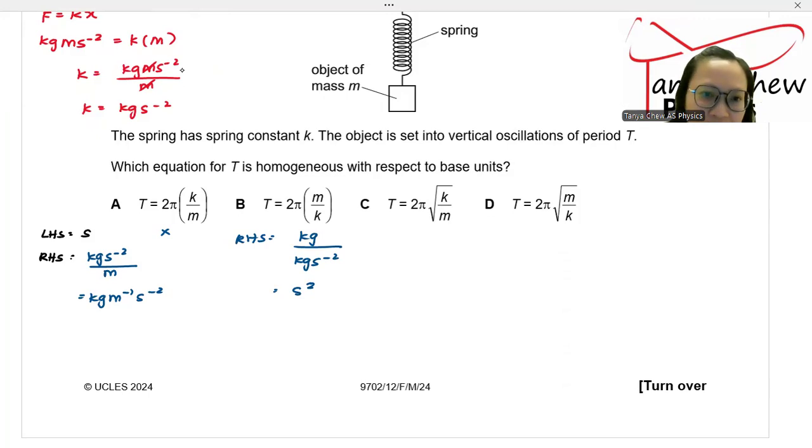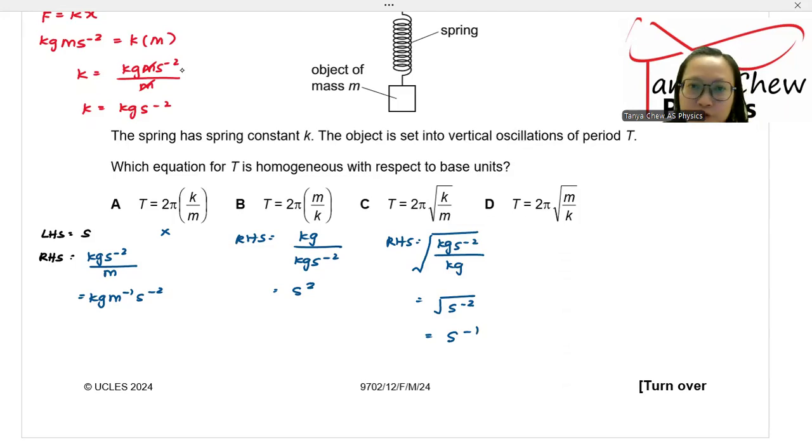I need second. Right. C, right hand side. This is a square root. K is kilogram per second square. M is kilogram. So square root, kilogram and kilogram, you can just cancel off. Square root of S to the power of negative 2 per second square. So you get S to the power of negative 1. That is also not true because I need to get second on my right-hand side.